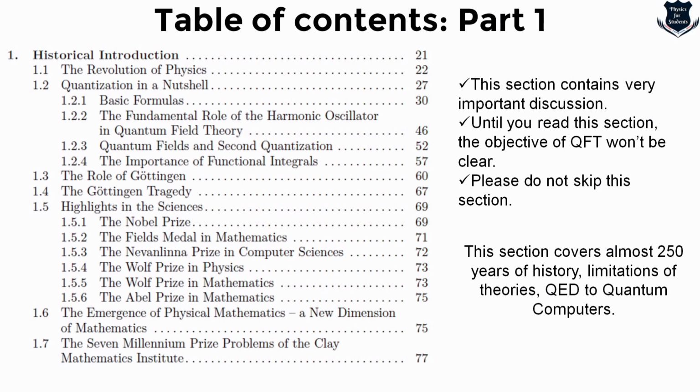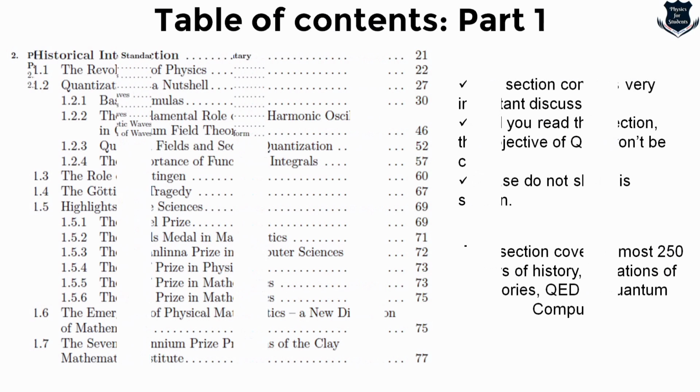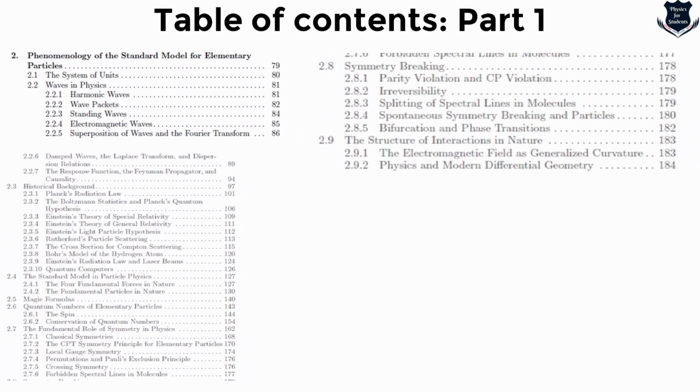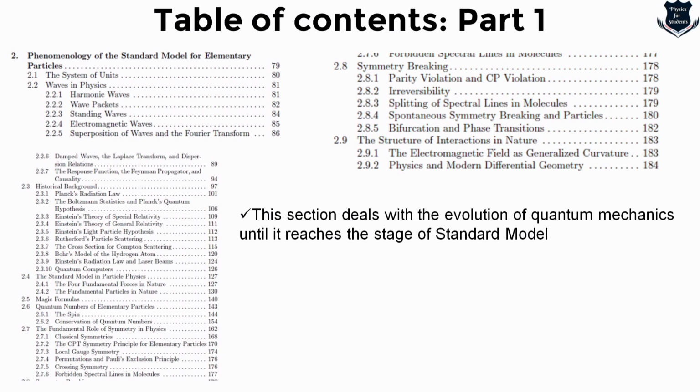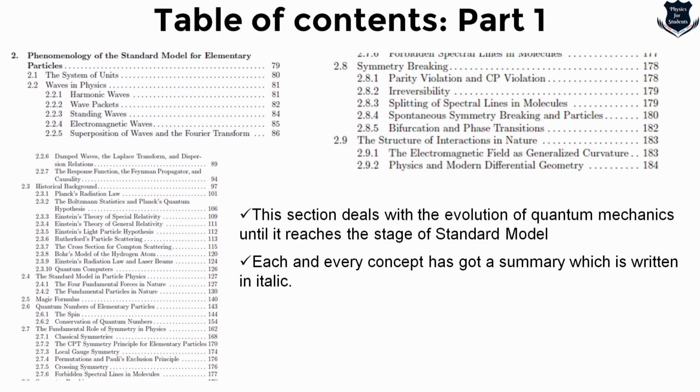The next part is that this section covers almost 250 years of limitations of theories and how QED came into being and what quantum computers are. On the left-hand side of the screen you can see quantization, the role of Göttingen, Nobel Prize, a lot of information. This gives a fairly important, clear and exhaustive understanding. Here are the things which deal with it. You can see the entire historical background from Planck's radiation hypothesis, Einstein's special relativity, the standard model, quantum numbers of elementary particles, fundamental physics, symmetry breaking, parity violation, CP violation, everything is covered. So this part covers the evolution of quantum mechanics until it reaches the stage of the standard model.